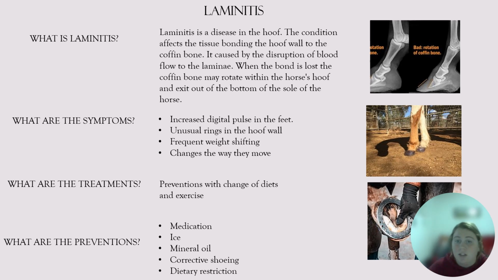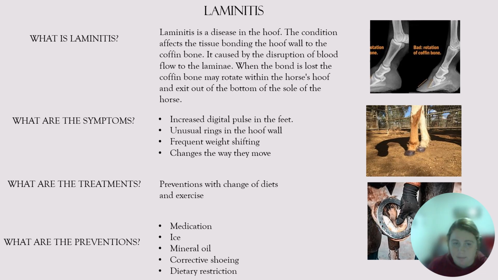When the bond is lost, the coffin bone may rotate within the horse's hoof and exit out of the bottom of the sole of the horse. So what that's saying is you can see in the top picture how there is a bone that's kind of pointy. So that pointy bone will rotate down and grow to where it comes out the bottom of the foot. So very, very painful for any horse that is affected by laminitis.